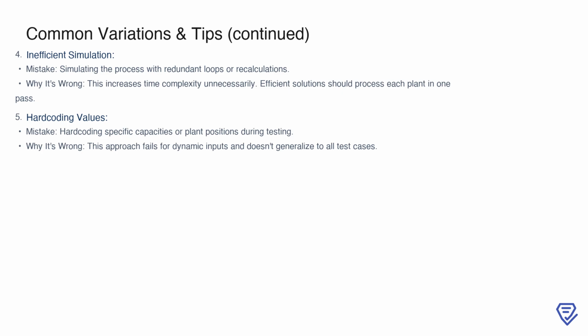Another common pitfall is inefficient simulation. This happens when you use redundant loops or recalculate values unnecessarily, which increases the time complexity of your solution. A more efficient approach ensures that each plant is processed in just one pass. Hard-coding values is another mistake to avoid. For example, hard-coding specific watering capacities or plant positions might work for certain test cases but fails for dynamic inputs. Always write solutions that generalize well to all scenarios, ensuring robustness and flexibility.